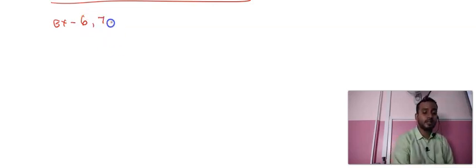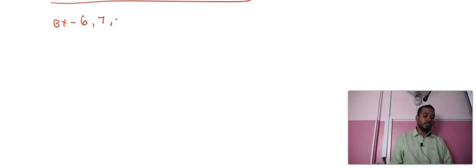Example number 6, example number 7. In what ratio does the point (-4, 6) divide the line joining the points A(-6, 10) and B(3, -8)?